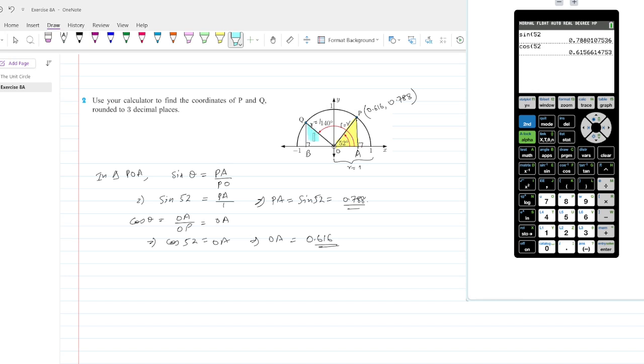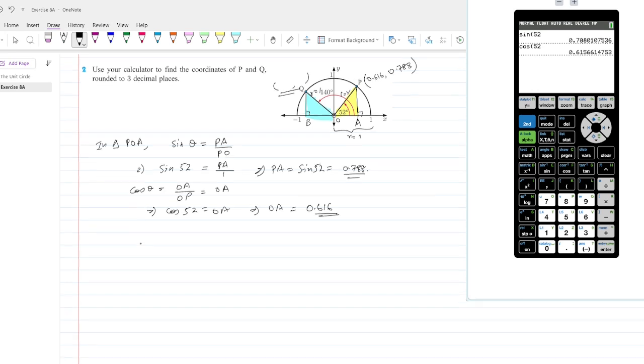Similarly, we can do the same for this triangle, and we'll get the value of coordinates of Q. So I'll leave this part for you. I'll go to the next problem.